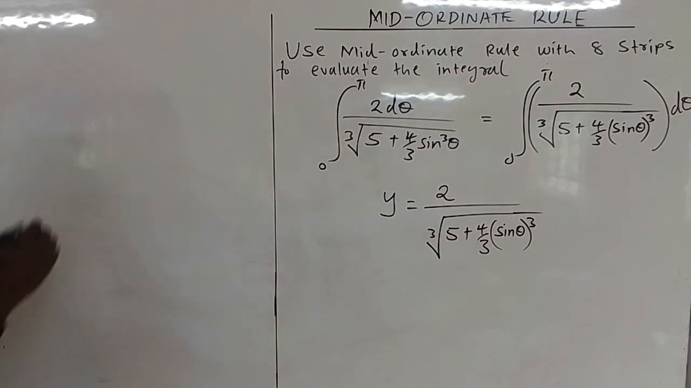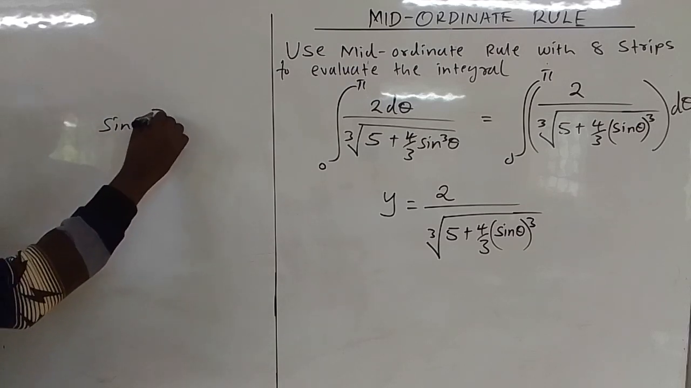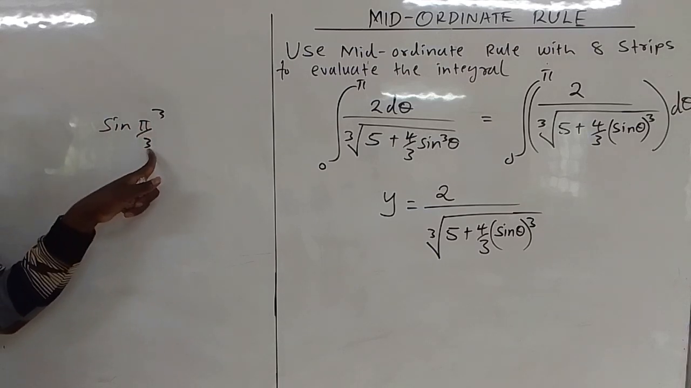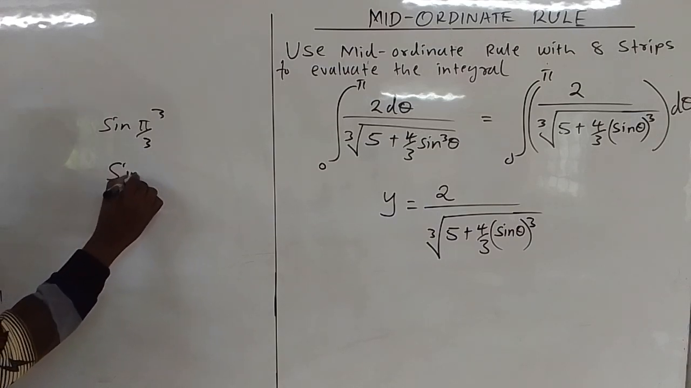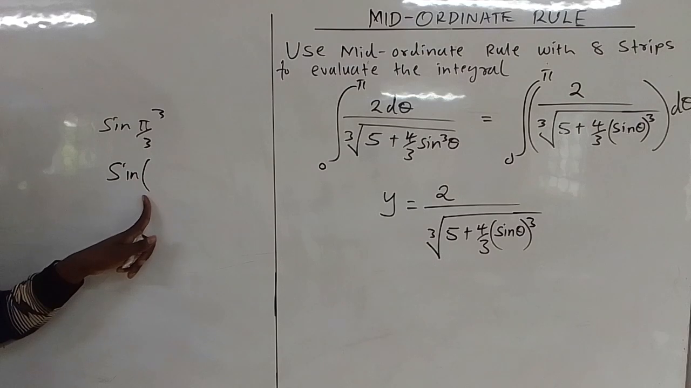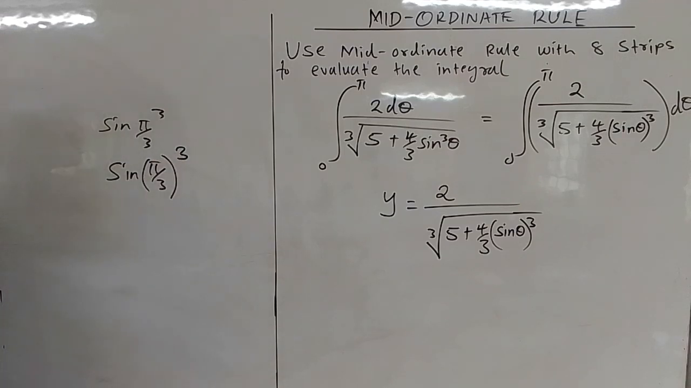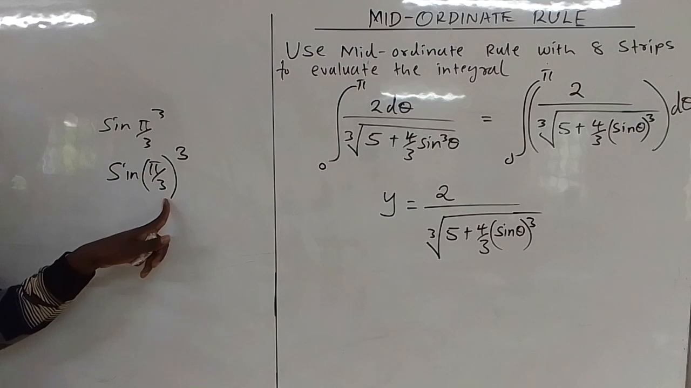If you go to the calculator and you are looking for sine pi over 3 cubed, you are not cubing sine pi over 3, you are cubing pi over 3, and you are definitely doing a wrong thing. Are you getting that? Because the moment you press sine, the calculator will bring sine with a bracket like this. When you put your pi over 3, then you close and put 3, it means you've not cubed sine, you've cubed pi over 3, and that is definitely wrong.